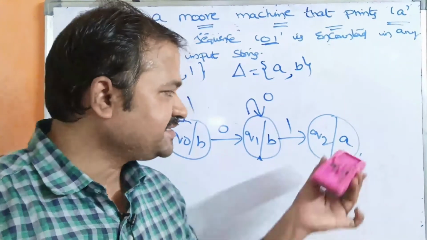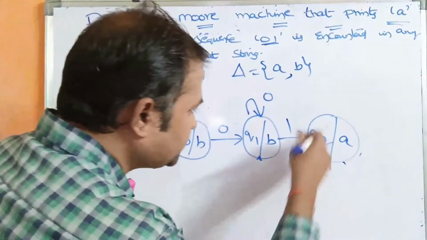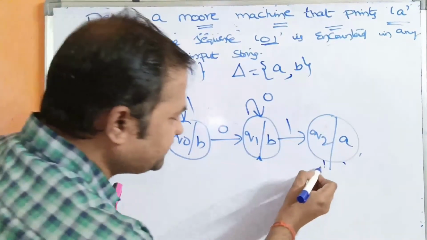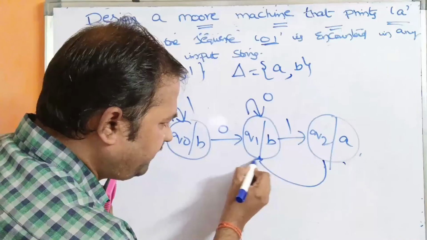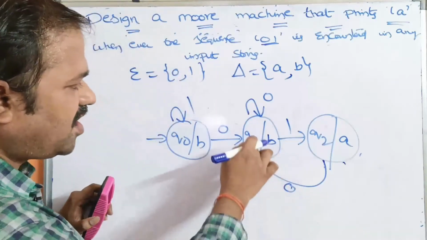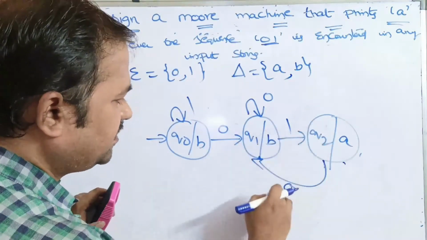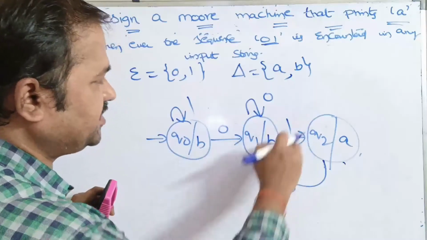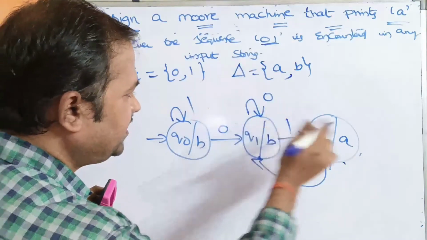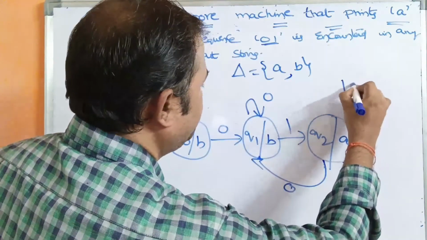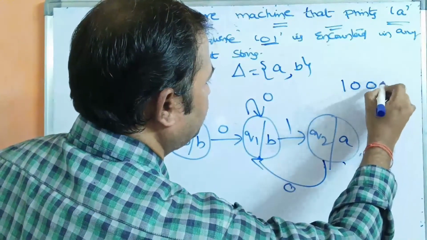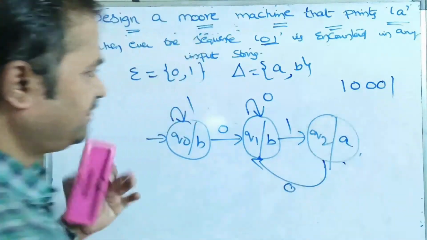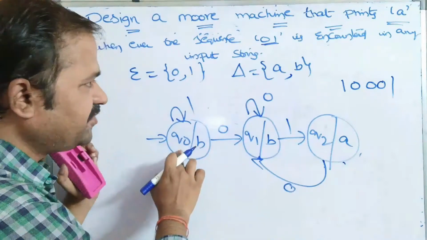Now let us apply transitions on Q2. So we need to apply a 0 transition as well as a 1 transition. If we make a transition like this, after 0, 1, this is the sequence. So let the transition be like this. So 1, 0, 0, 0, 1. Okay, so on 1 we will be at Q0 only.